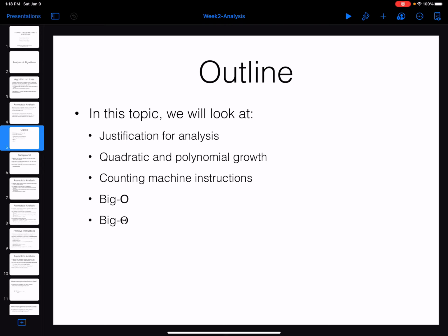Then we talk about quadratic and polynomial growth, and the difference between them. I will talk about primitive instructions and how we count the number of primitive instructions to get some sense of how much time it would take for an algorithm to be executed. And I will introduce two famous notations, big O and big theta. I'm sure that you have heard about at least big O in COMP251 before. So here we are going to learn more about these notations and see the exact mathematical definition of them.